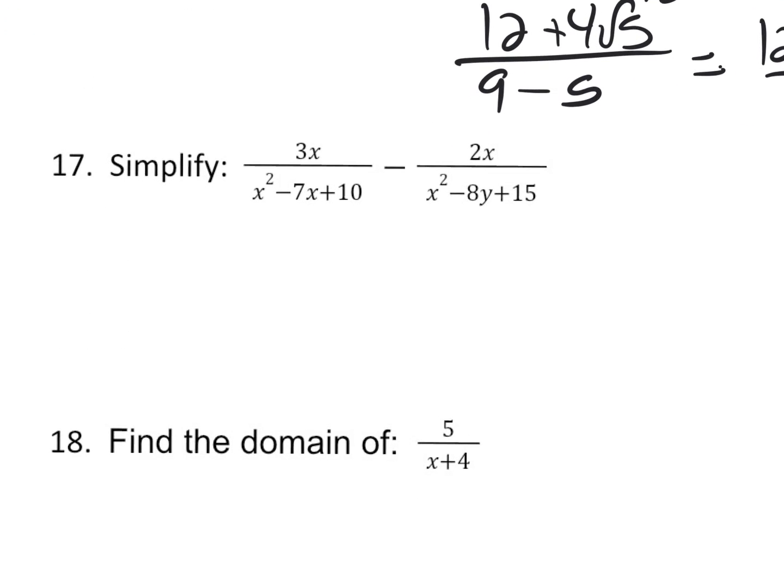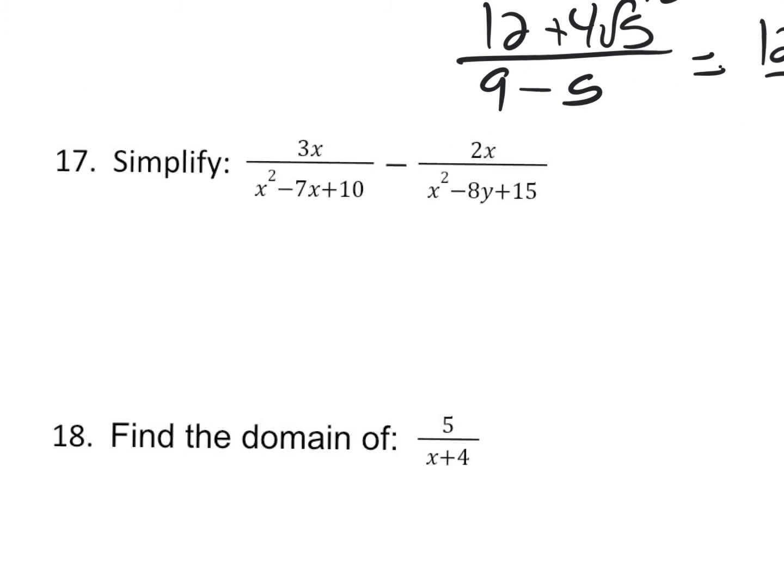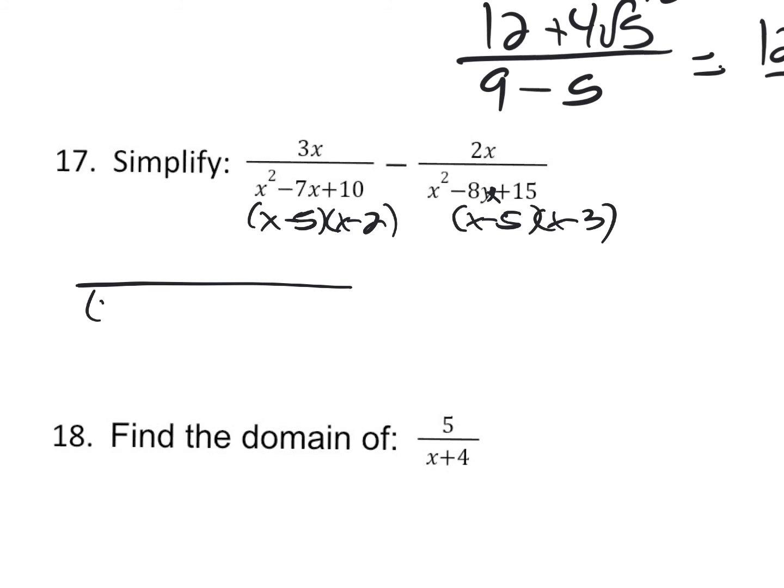Number 17. If you're going to add fractions together, got to have an LCD. By the way, that should be an x right there. This first fraction is an x minus 5 and an x minus 2 if you factor the bottom. The second one is an x minus 5 and an x minus 3. Now your LCD, by the way, is every factor. So my LCD is going to be x minus 5, x minus 2, x minus 3.